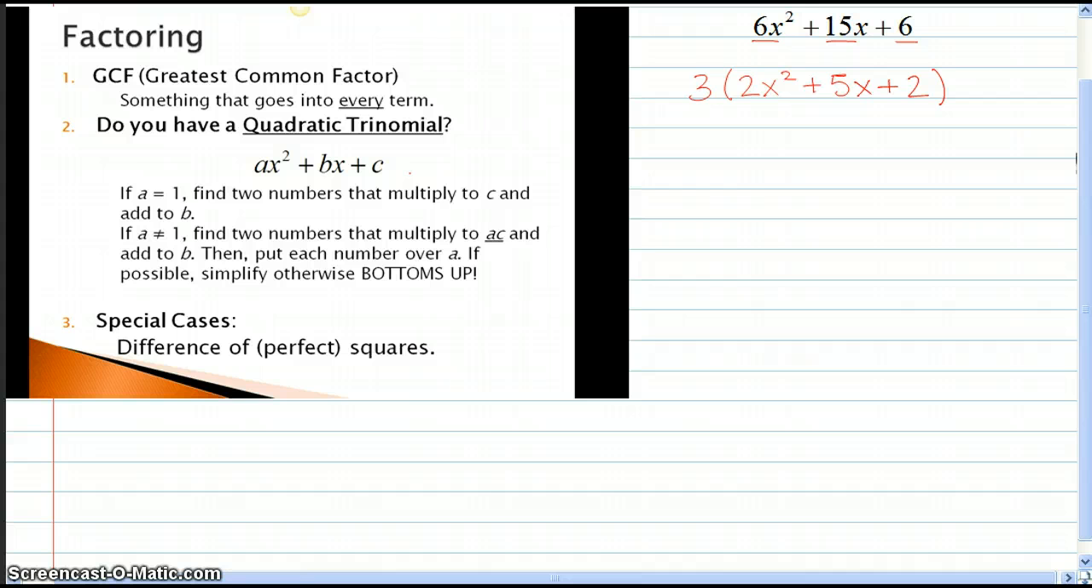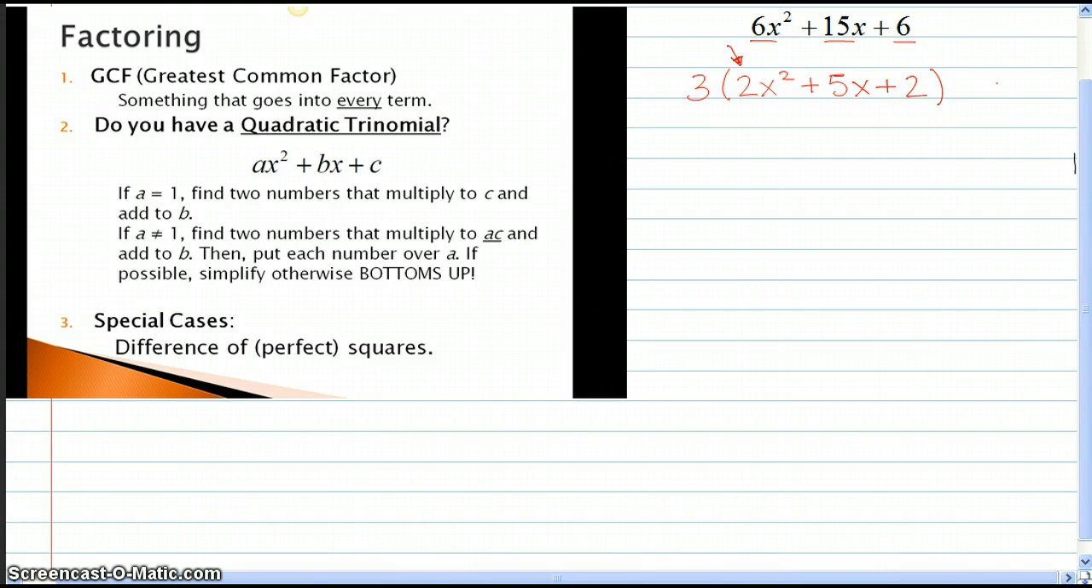The second question you ask yourself is, do you have a quadratic trinomial? Quadratic means that you have an exponent squared. Trinomial means that you have 1, 2, 3 terms, and yes, we do. It says if a equals 1. Well, in our case, a does not equal 1, a equals 2. So if a does not equal 1, find two numbers that multiply to AC.